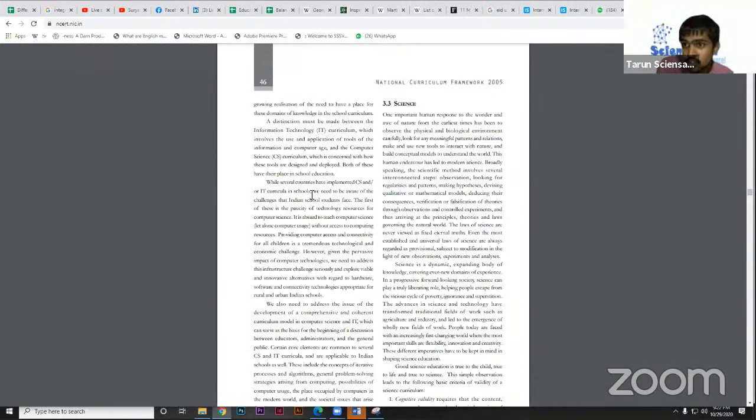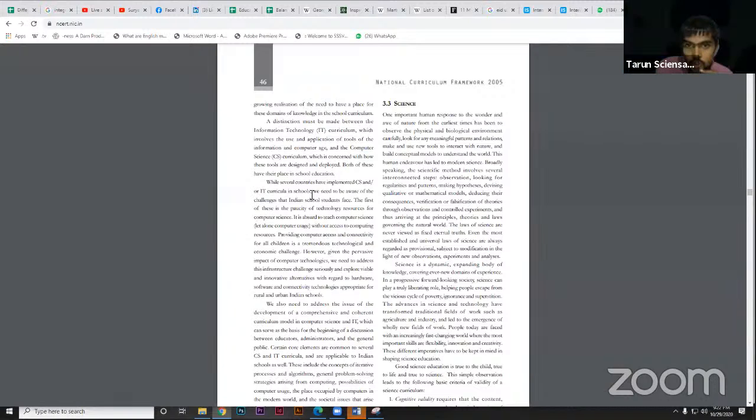There's a distinction between information technology and computer science. Information technology looks at the use and application of the tools, while computer science deals with how these tools were designed and deployed. Both of these have their own place in school education.